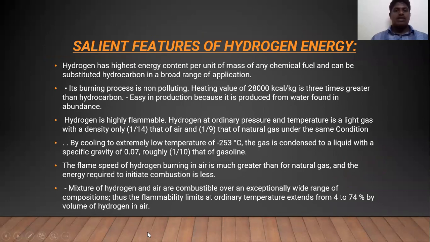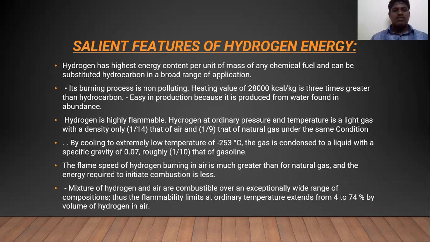Salient features of hydrogen energy. Hydrogen has the highest energy content per unit of mass of any chemical fuel and can be substituted for hydrocarbons in a broad range of applications. Its burning process is non-polluting, and its heating value of 28,000 kilocalories is 3 times greater than hydrocarbon. It is easy to produce because it is produced from water, which is found in abundance.